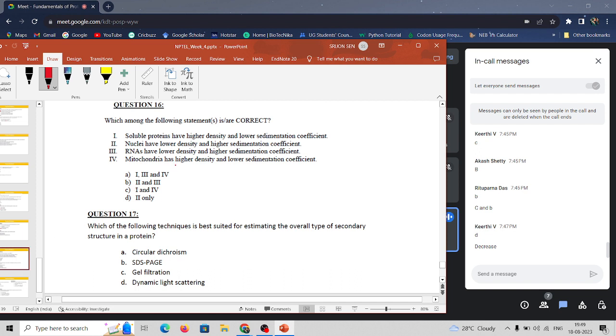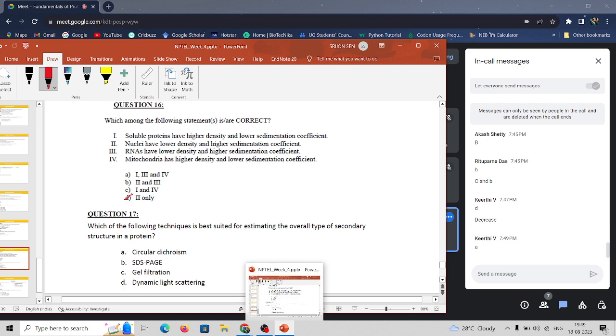Okay, so yes, so this one I think I discussed. Which among the following statements are correct? This is number two. Nuclei have lower density and high sedimentation coefficient. So that is correct. D. Okay, which of the following technique is best suited for estimating the overall secondary structure of a protein? I was just telling which technique you can use for understanding the secondary and the tertiary structures. Very good. It is the CD spectroscopy.